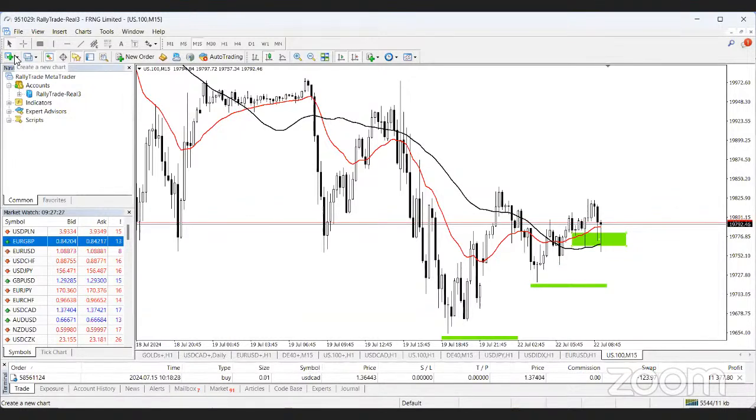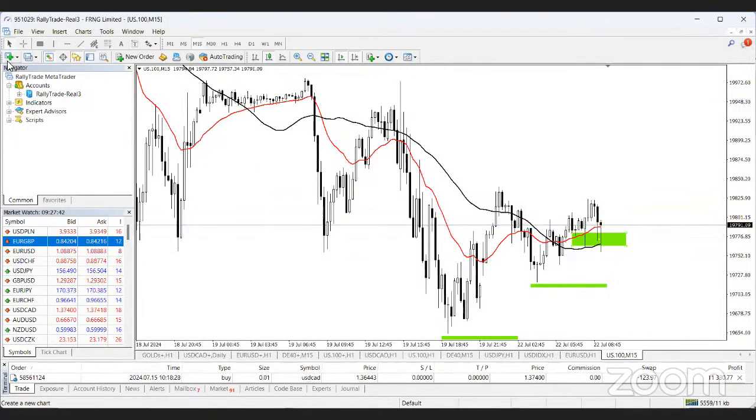Don't use big lots if you are trading this, and if you have small money, don't even attempt it. If you have all these 50 dollars, all these 100 dollars, don't bother. But if you have like 1 million and above, 2 million, 3 million, you can try and make some money on US 100.